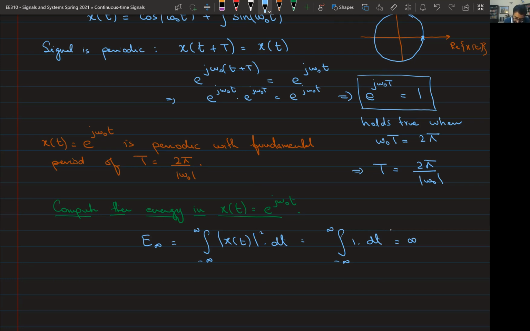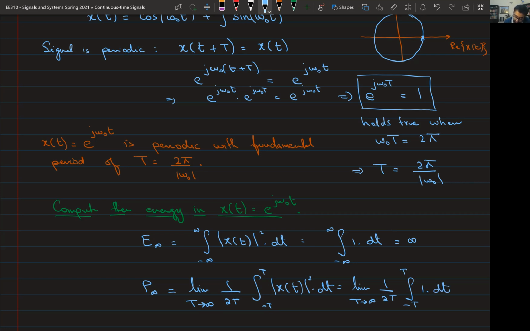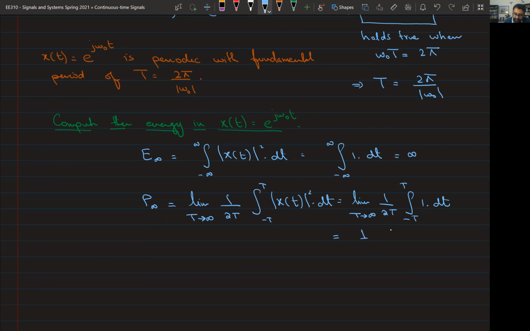But what about the power here? So what is the definition of power? The power is limit T going to infinity 1 upon 2T integral from minus T to plus T x of t absolute squared dt. But the absolute value of x of t is just 1. And therefore this is just equal to 1. So I'm skipping a step. It's very, very simple. The integral is equal to 2T. 2T divided by 2T is 1. And therefore the limit is equal to 1. Okay, so there's a unit power signal, e raised by j omega naught t.